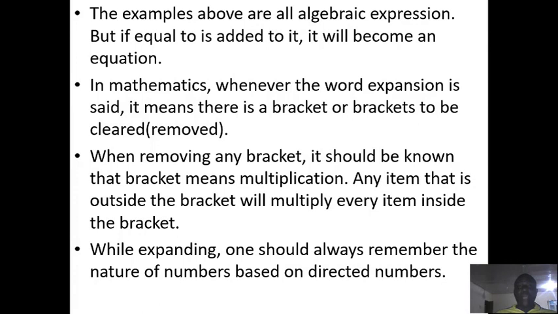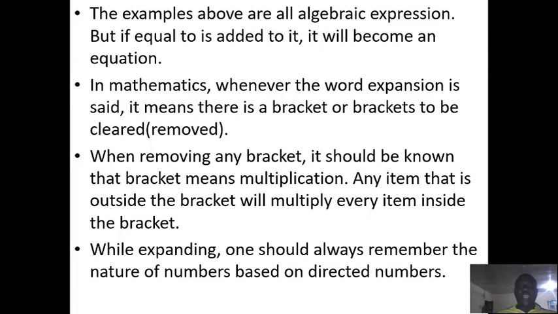So in mathematics, whenever the word expansion is said, it means there is a bracket or brackets to be what? Cleared. Anytime you hear expand in mathematics, you should know that there is a bracket that you need to remove. So when removing any bracket in mathematics, you don't just remove it as if you are removing your clothes. There are rules you will follow in removing the bracket. What are the rules?